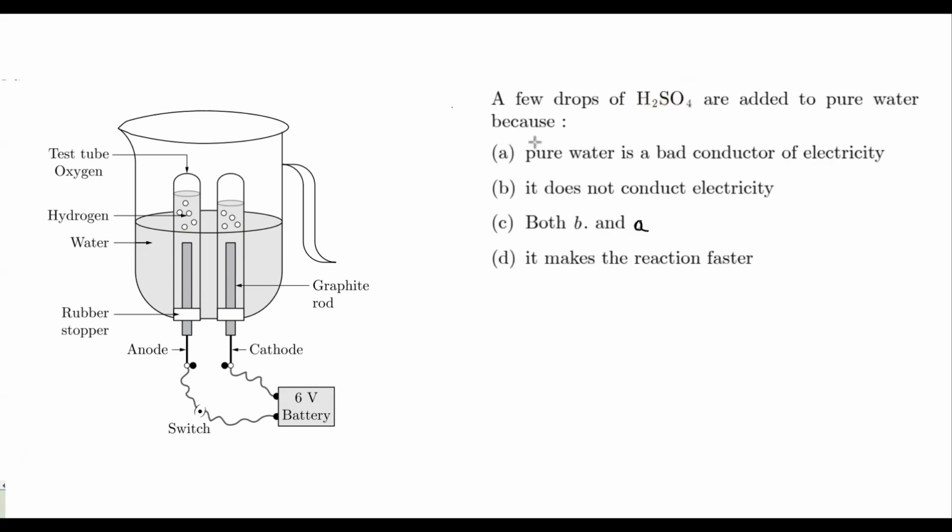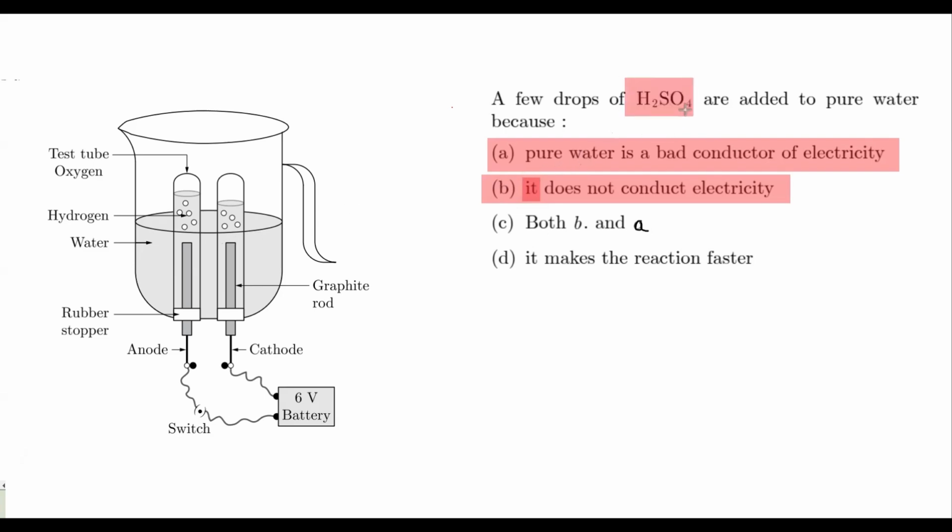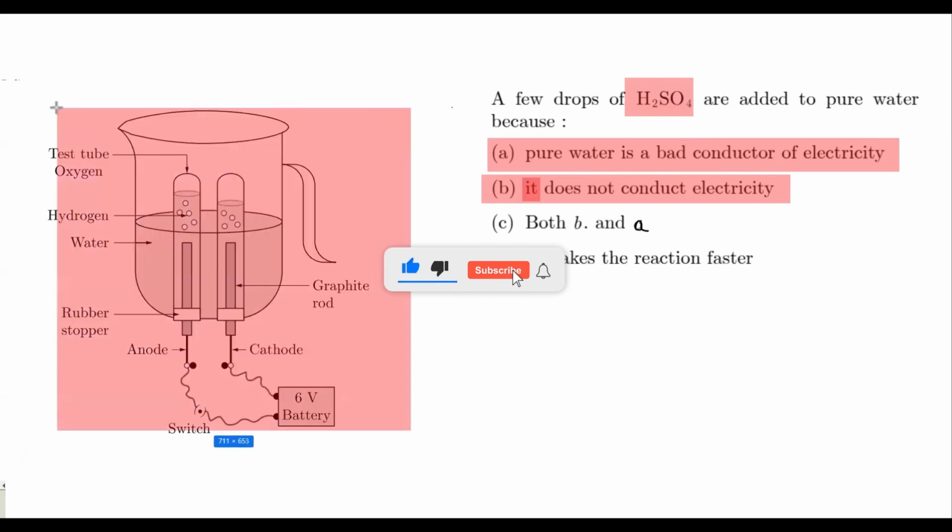And the reason for this is, as you know, why? Because pure water is a poor conductor of electricity and it does not conduct electricity. Well, the answers are the same only. Pure water is a poor conductor of electricity. And that is the reason why a small amount of H2SO4 is added to make the water conducting.